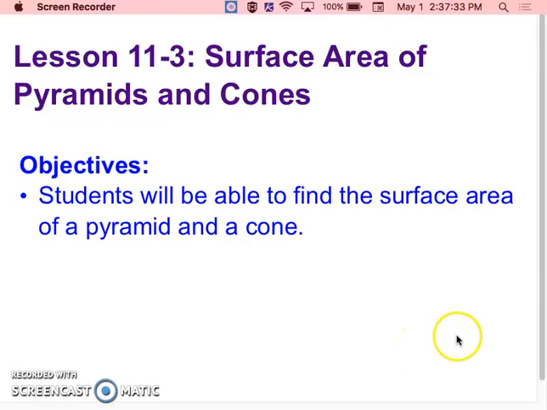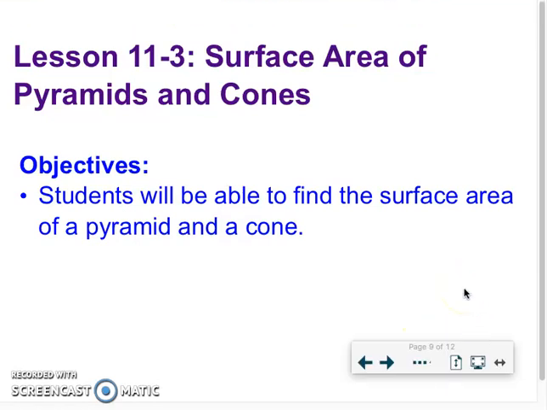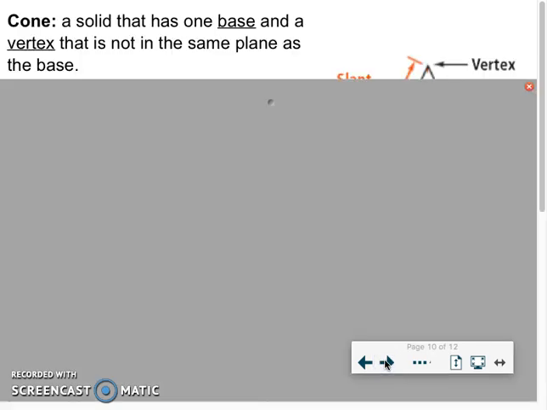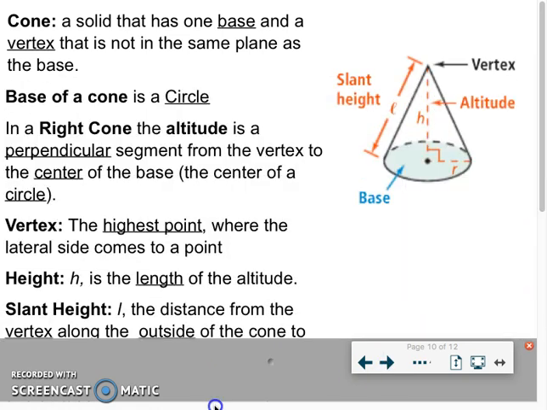This is the part 2 video for 11.3. We did surface area of a pyramid. Now we're going to do surface area of cones, which is just going to be a slightly different formula based on what a cone actually is. So a couple of words to fill in the blank here.